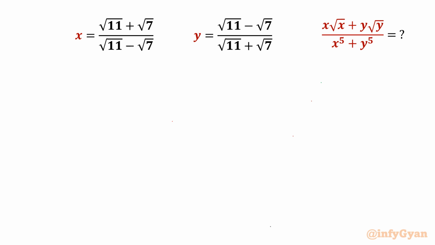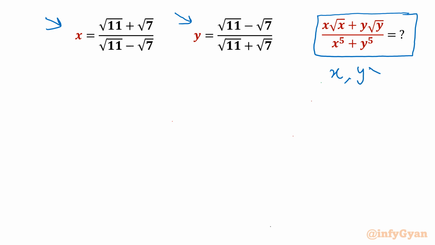In this video, we are going to take up one challenging question from radical mathematics. Here we have to evaluate the expression (x root x plus y root y) over (x power 5 plus y power 5), if x and y are known to us. Just by observing the given expressions, x and y both values are positive.